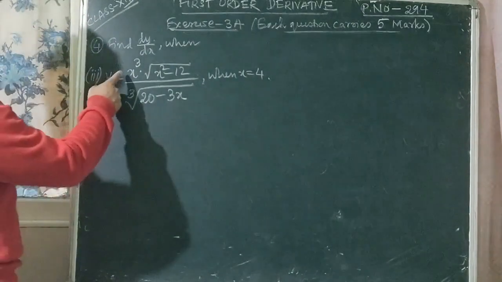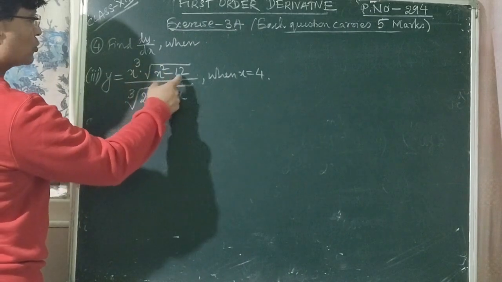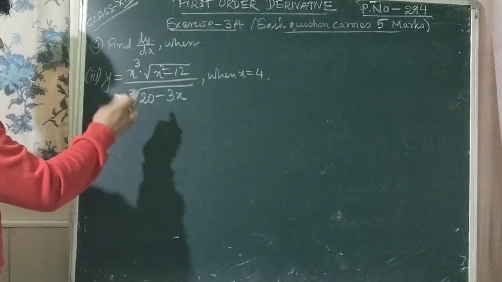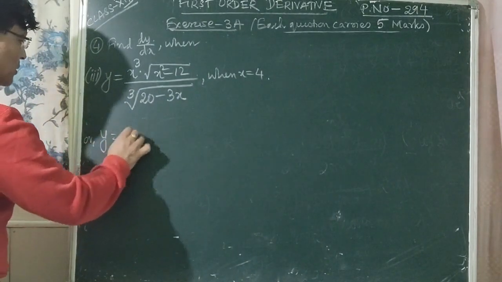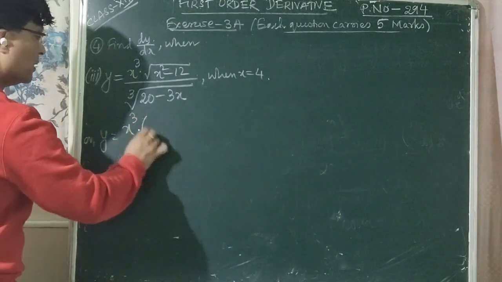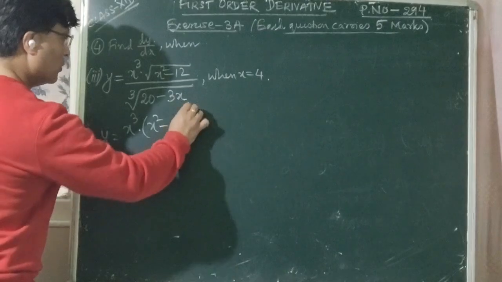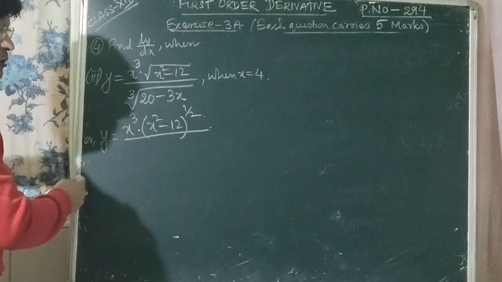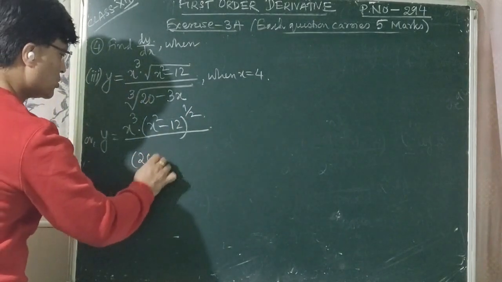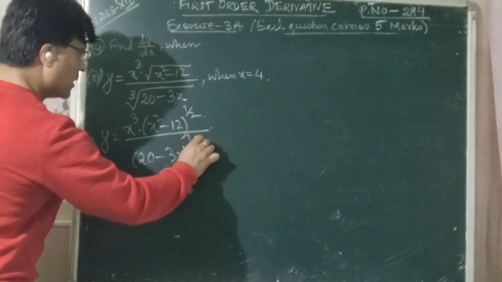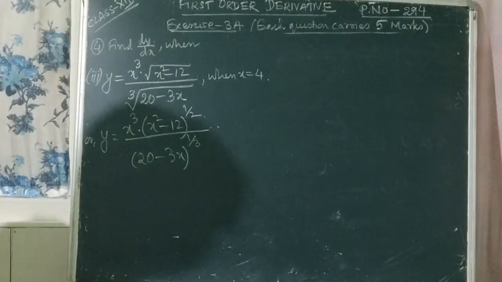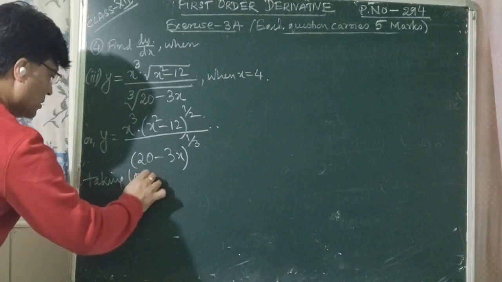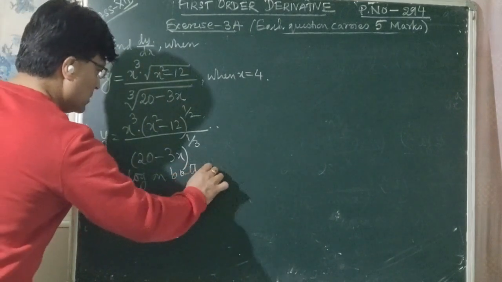Okay, so this is x cube dot square root of x square minus 12, and this is cube root of 20 minus 3x. Cube root means whole to the power 1/3. So y is equal to, in the numerator it is x cube, square root means x square minus 12 whole to the power half, divided by, and in the denominator, cube root means whole to the power 1/3. So it is 20 minus 3x whole to the power 1 by 3. Is that clear? So let us take log on both the sides.